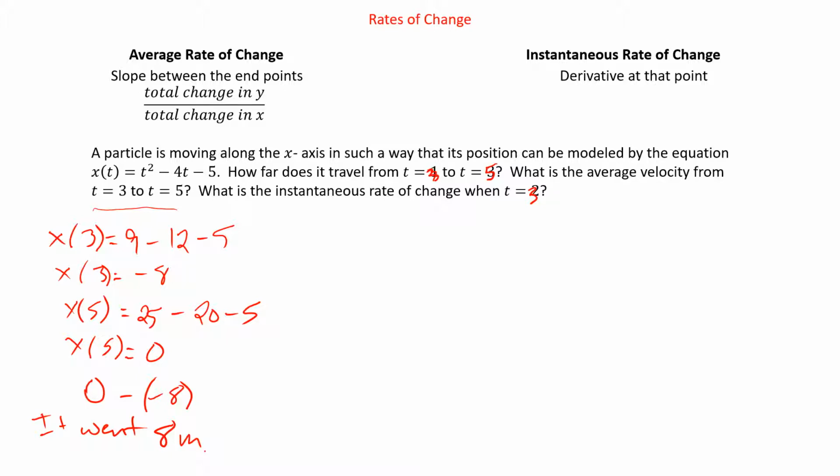Now, what is the average velocity? The average velocity is the total distance that it traveled in that time interval divided by the total time. The total distance was 8 meters divided by the total time from 3 to 5. That's 2, just 5 minus 3. And 8 over 2, the average velocity is 4 meters per second. We'll say it's seconds. So that's the average velocity.